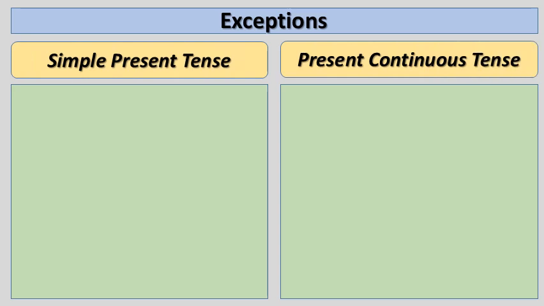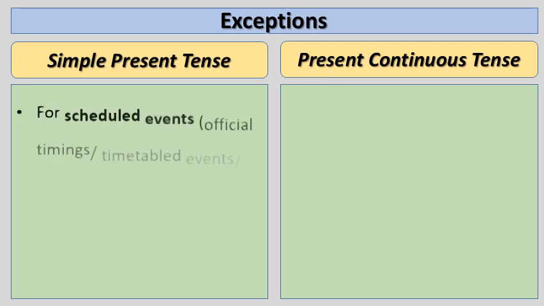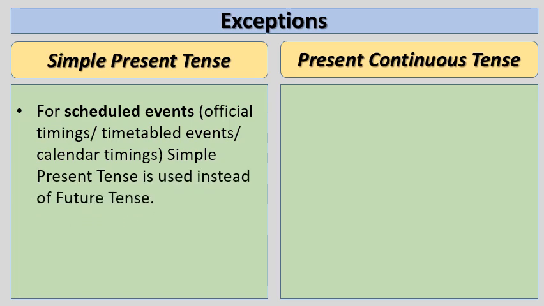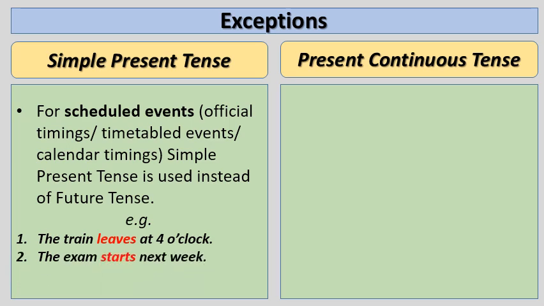There are some exceptions when we use simple present tense or present continuous tense instead of simple future tense in the sentences. Let's see how with examples. For scheduled events, means official timings, timetabled events, calendar timings, simple present tense is used instead of future tense. Let's see some examples to clarify it. The train leaves at 4 o'clock. Number 2, the exam starts next week. Number 3, the bus goes at 5:30 p.m.